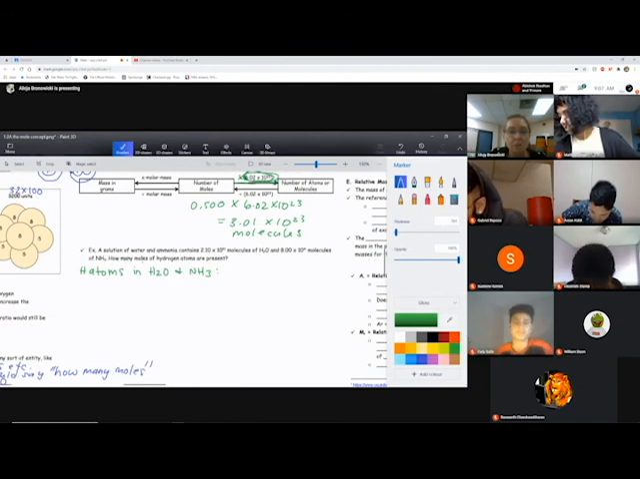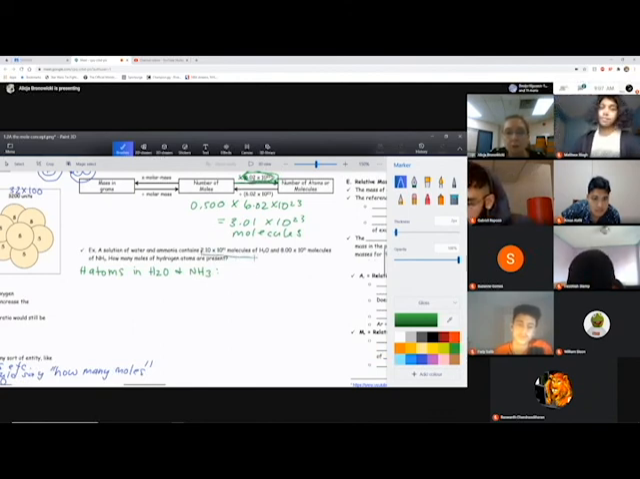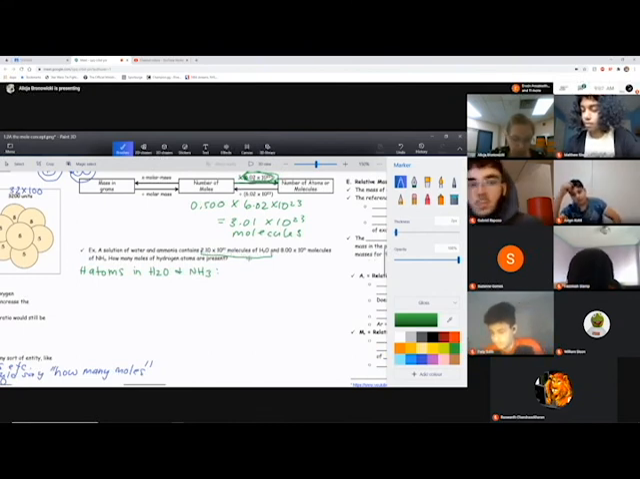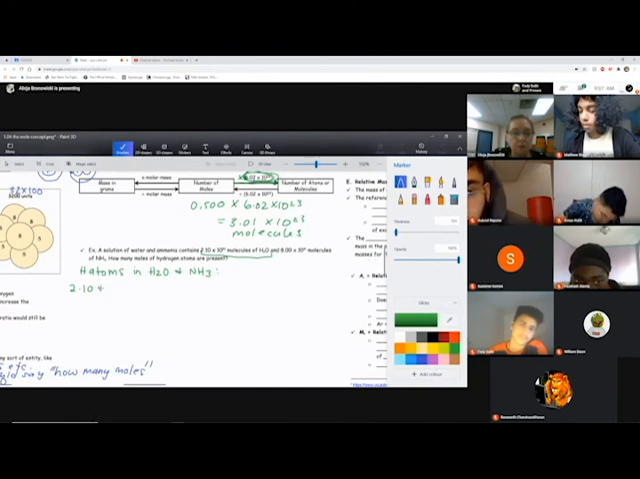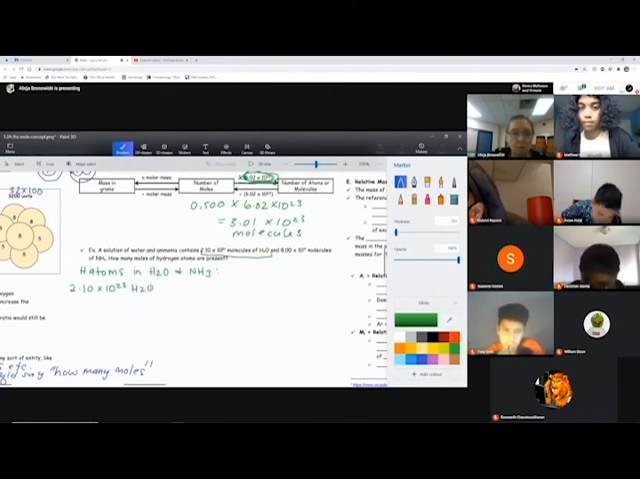Okay, so let's find out how many hydrogen atoms we have. Let's not worry about moles yet, just about hydrogen atoms. So in my sample of water, I have 2.10 times 10 to the 23 molecules of water. Watch how I set this up. You're going to be doing this a lot.